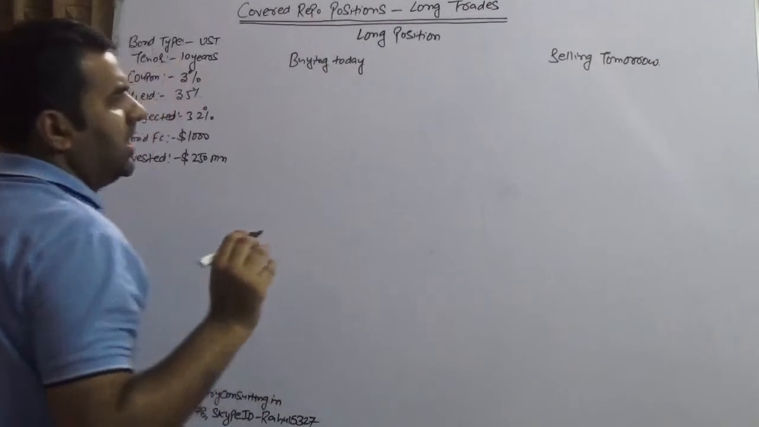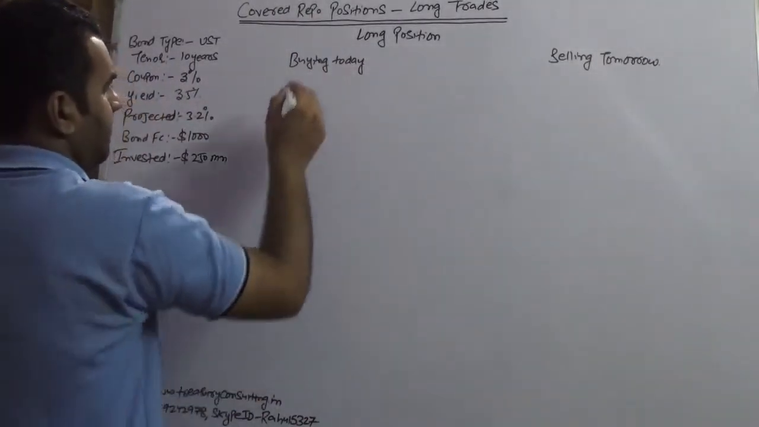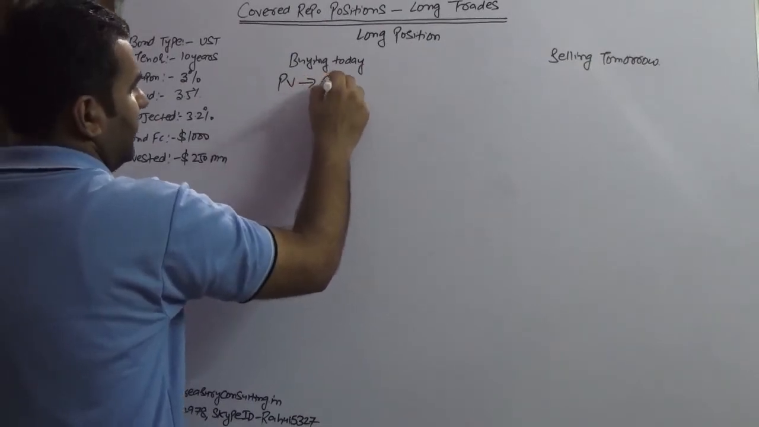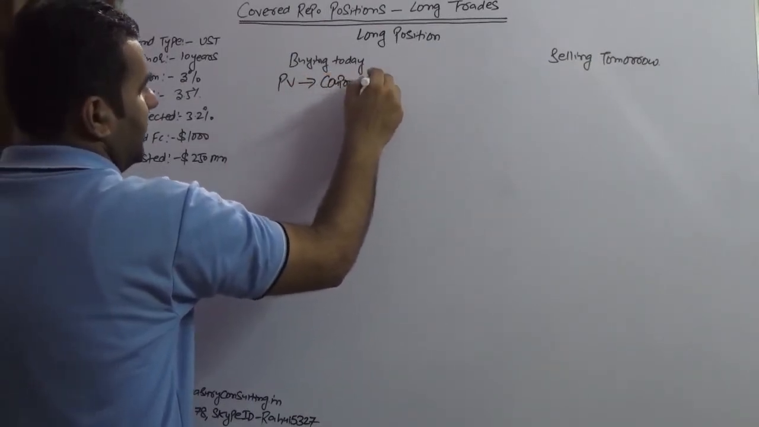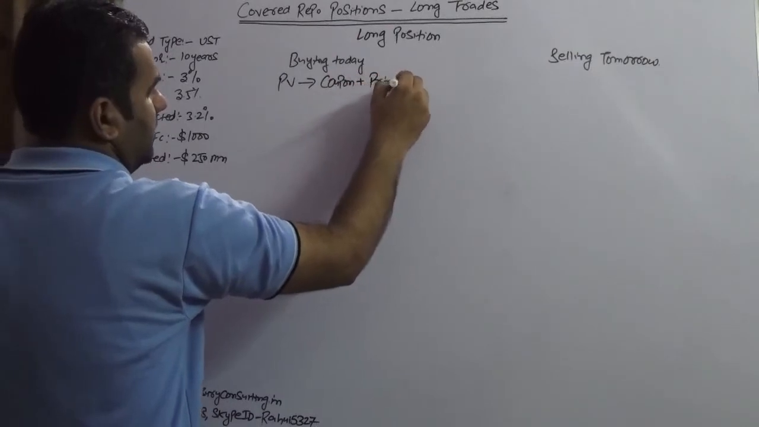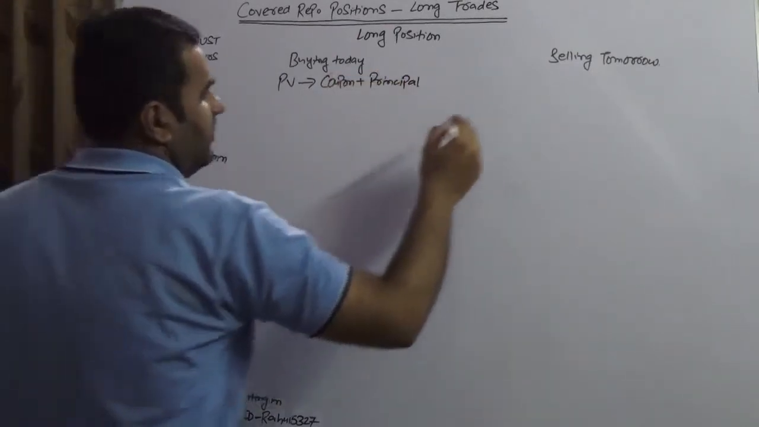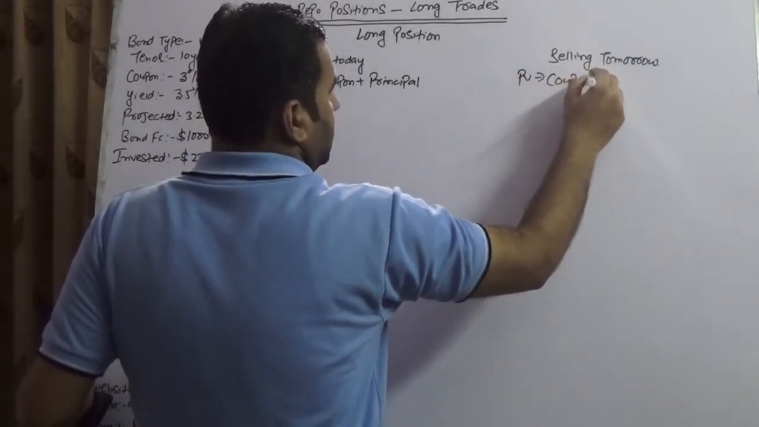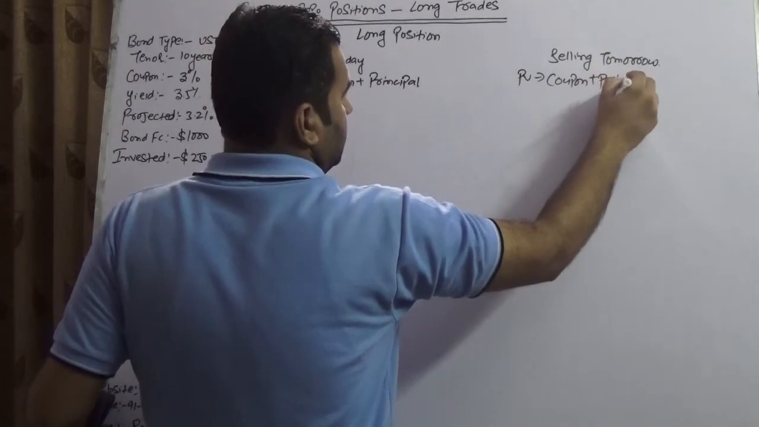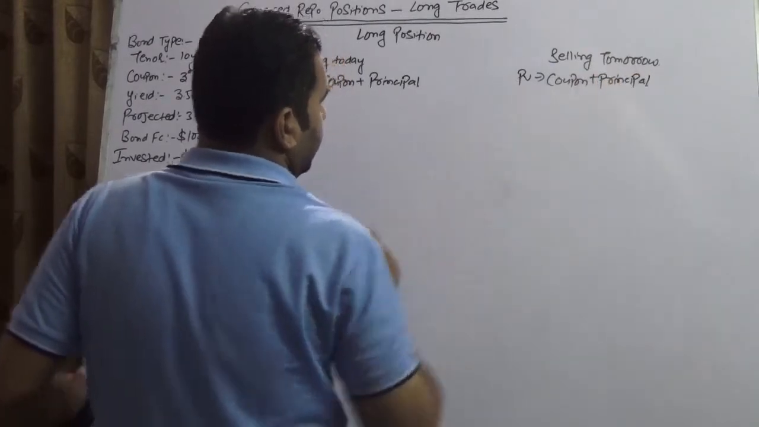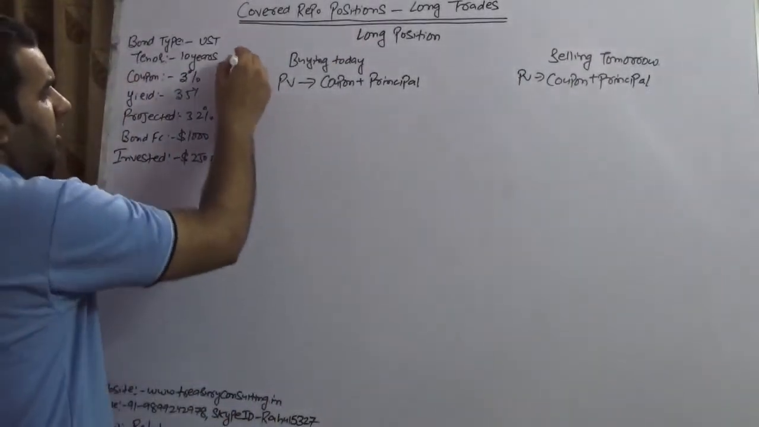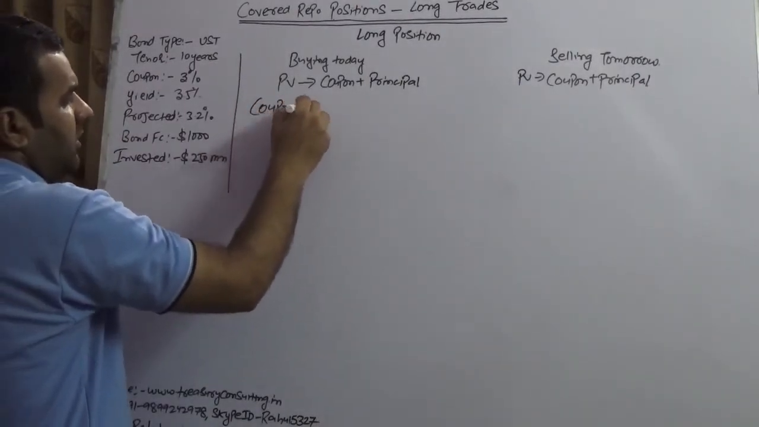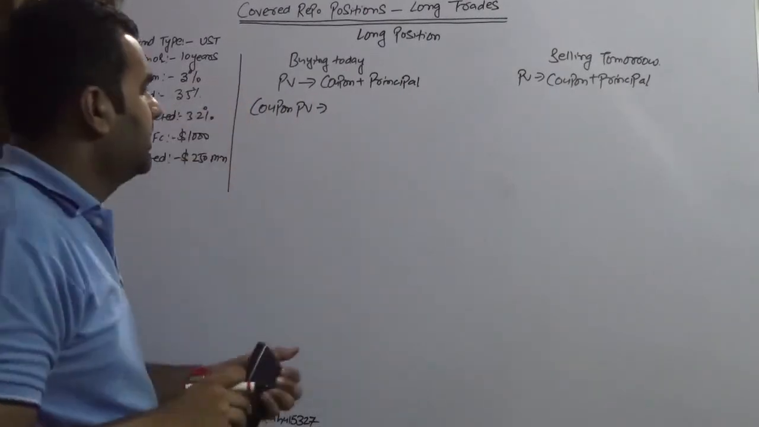In buying today, I would need the present value of the bond, and the present value of the bond would be covered in two ways: the coupon plus the principal. The same would be here, coupon plus principal. Let us calculate the bond present value right now at the rate of 3%, which is known as the coupon present value. The calculator is here.